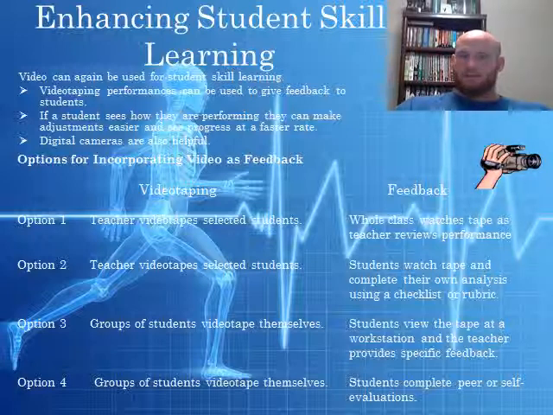Option 1 is the teacher videotapes selected students. Feedback would be the whole class watches the tape as the teacher reviews performance. Option 2 is the teacher videotapes selected students. The feedback will be students watch the tape and complete their own analysis using a checklist or rubric. Option 3 is groups of students videotape themselves. Students view the tape at a workstation and the teacher provides specific feedback. Option 4, groups of students videotape themselves. Students complete peer or self-evaluation.